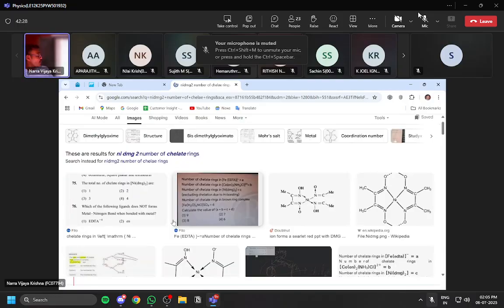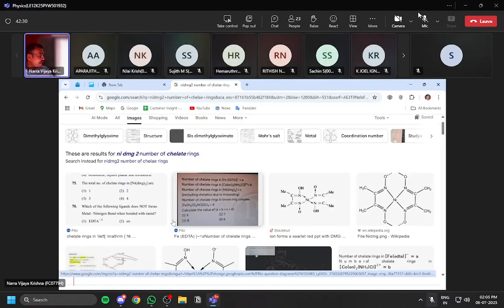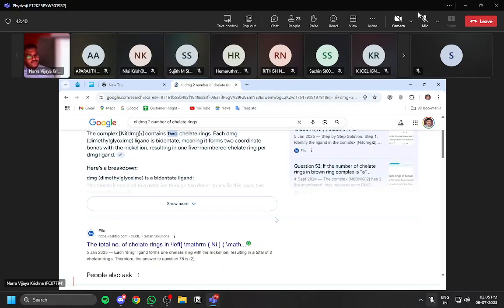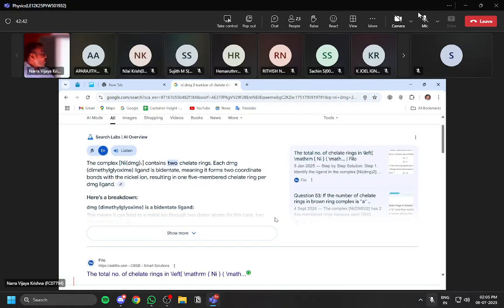See this. Total number of chelate rings in Ni(DMG)2 are... How many? 2, if hydrogen bonding is not there. Because of hydrogen bonding, you will get 4. Clear?